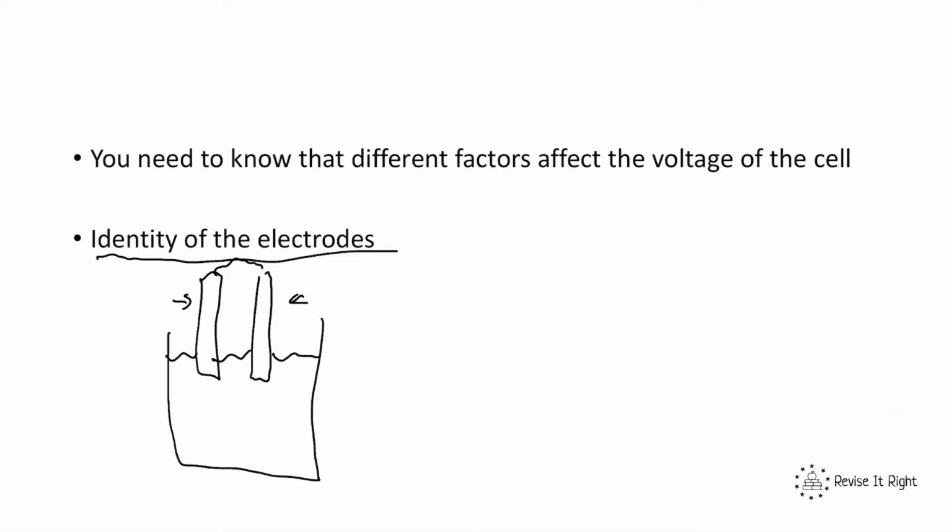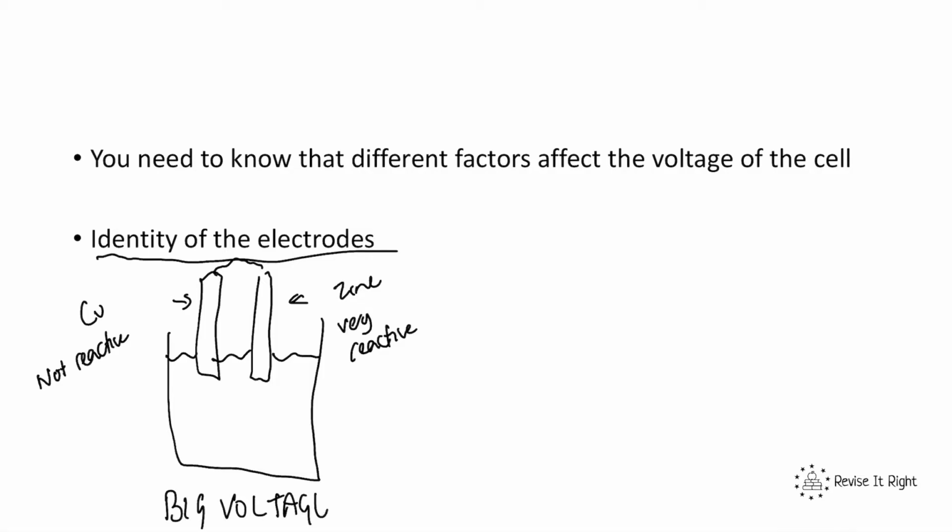So for example, let's have one electrode here, and this is made up of copper. Now copper is not very reactive at all. And this electrode here is made up of zinc. Now zinc is very reactive. Now the difference between them in terms of reactivity is very big. Okay, because copper is not very reactive and zinc is very reactive. So there is going to be a big voltage in this cell. The cell is going to have a great voltage, a bigger voltage.